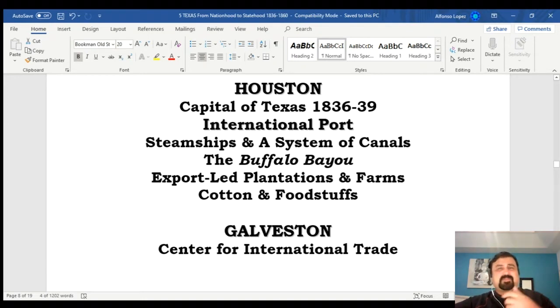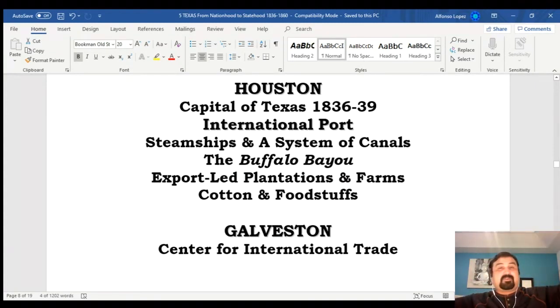There were already steamships present during this time that were being used for international trade. And of course, we're going to see a system of canals in those swamps I just mentioned. They're going to be carved in a certain way as a form of canals. Houston was just a series of canals initially.